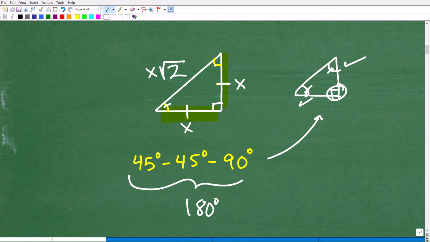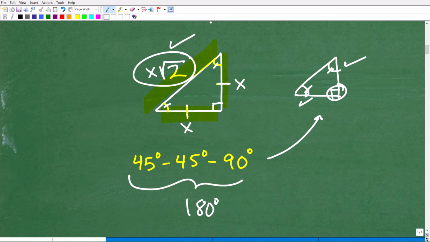So we could put our little congruent marks here for our angles. Here is the deal. If this leg of the triangle is x, this leg is also x. We already talked about that, but the longest side of a right triangle is called the hypotenuse. And the hypotenuse of a 45, 45, 90 special right triangle is going to be any one of the legs, x, times the square root of 2. That's the length of the hypotenuse.